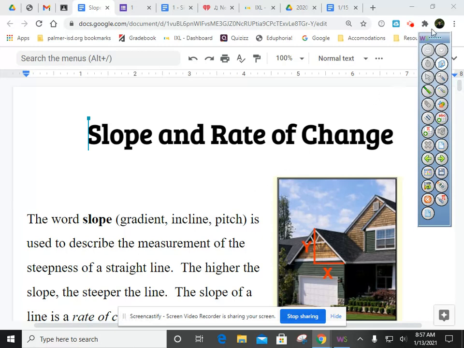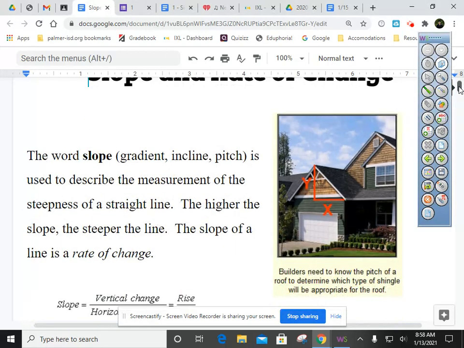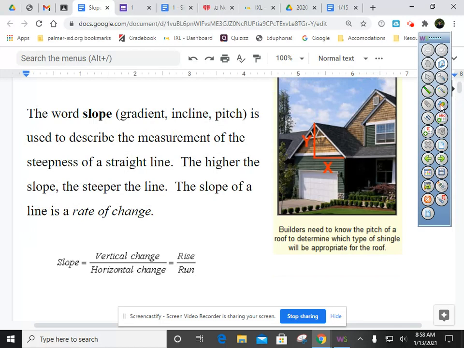We're going to talk about it. I don't need you to write anything. Just put your writing utensil down. Okay? This is slope and rate of change. We have already done rate of change this year, so it'll be pretty simple. The word slope, gradient, incline, or pitch, is used to describe the measurement of the steepness of a straight line. The higher the slope, the steeper the line. The slope of a line is rate of change. And we've already done rate of change.